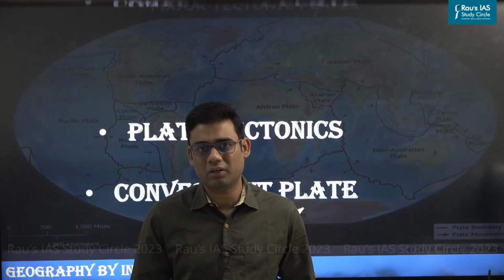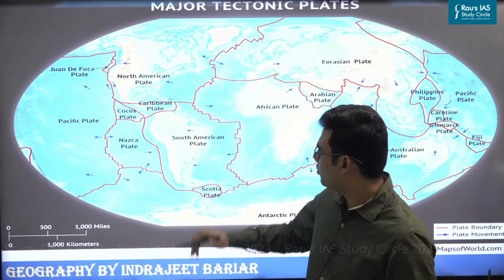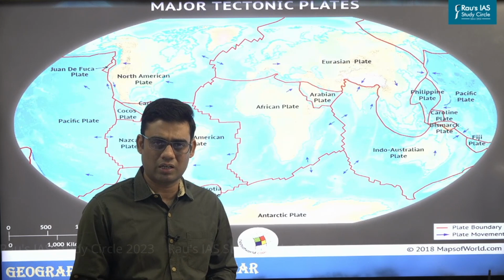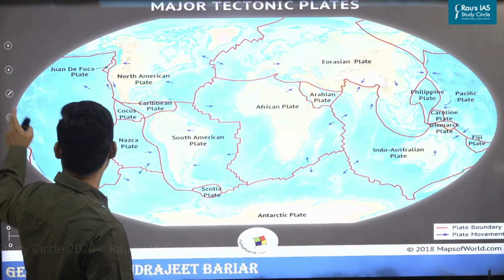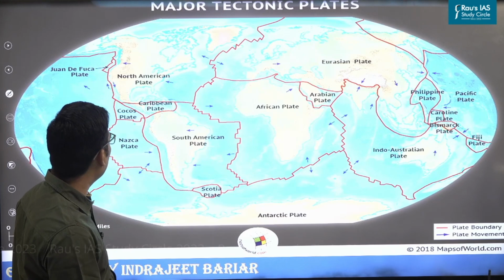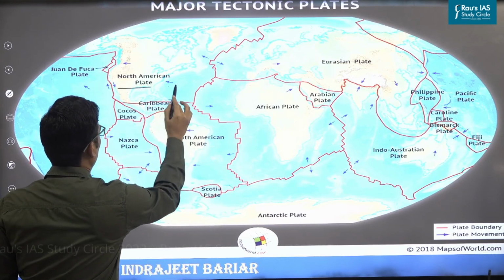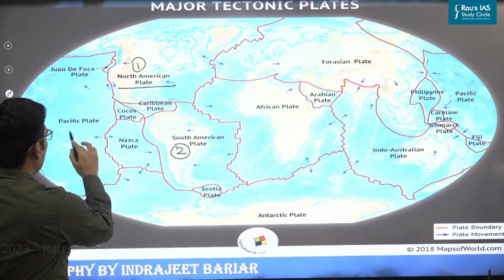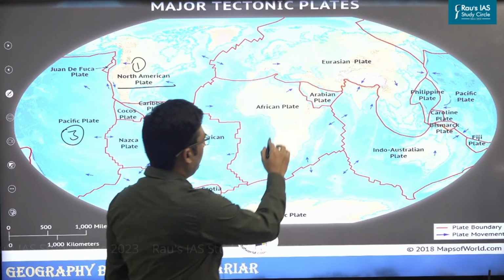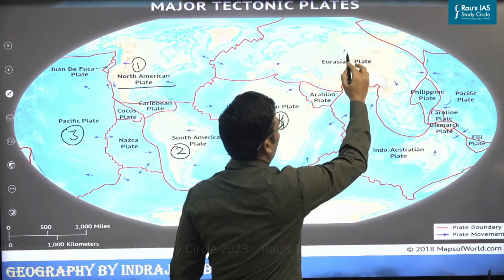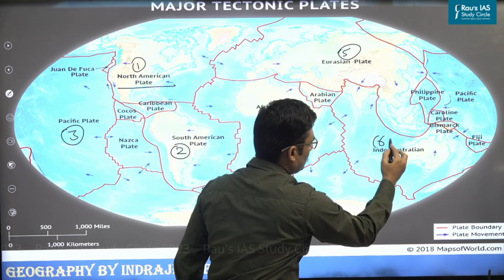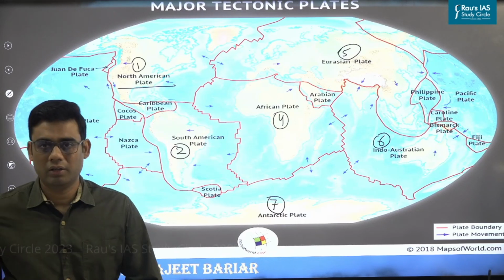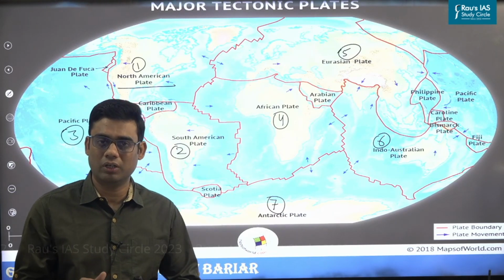Now if we see the different plates across the world, they can be identified as major or minor based on their size. The most important major plates are: North American plate, first; South American plate, second; Pacific plate, third; fourth is African plate; fifth is Eurasian plate; sixth is Indo-Australian plate; and seventh is Antarctic plate. These are the major plates on the earth.